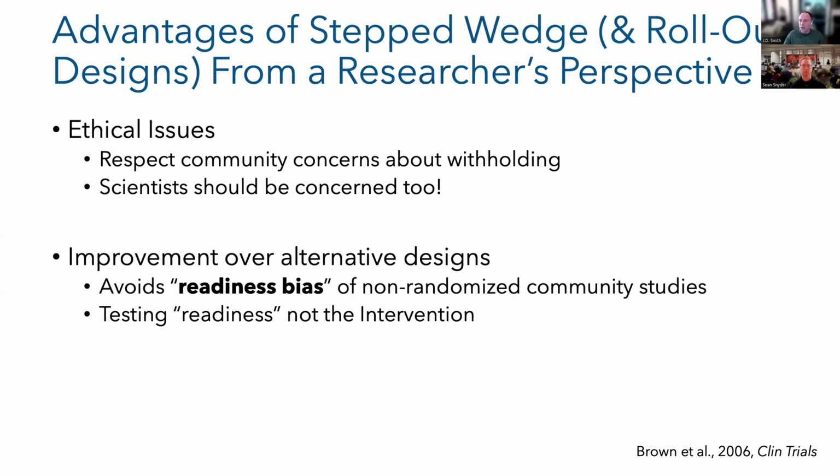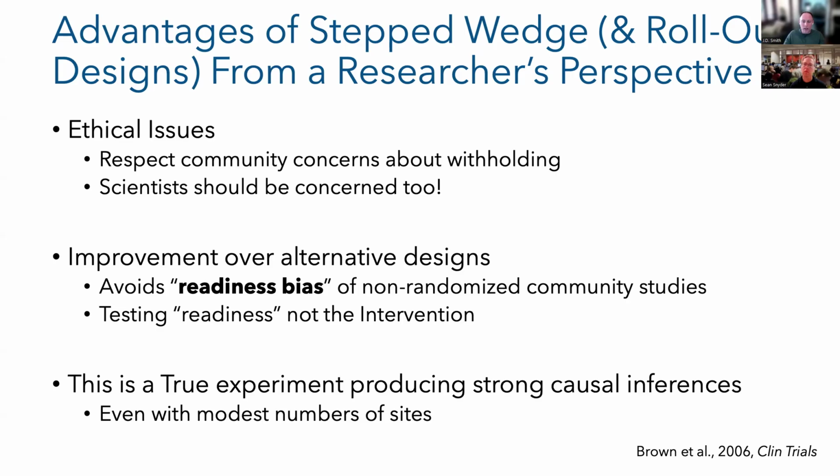There is an improvement over alternative designs with a stepped wedge. Stepped wedge do avoid readiness bias for non-randomized community studies. And testing readiness is not the intervention, right? That's actually typically noise or something we're trying to avoid in these designs, whether or not being ready makes you more or less likely to be successful in an implementation. And I think contrary to some perspectives in the field, this is maybe a concern that's a bit more in the past these days.